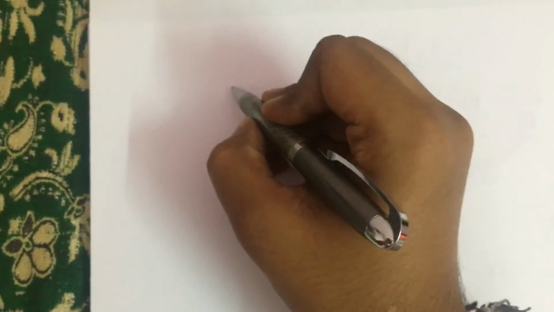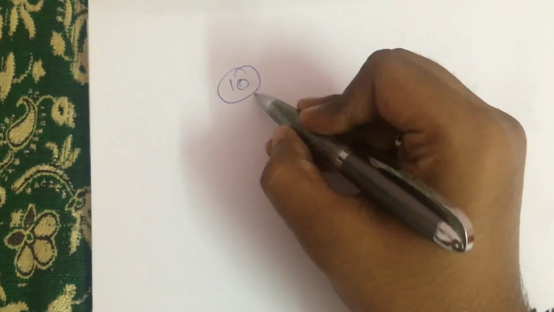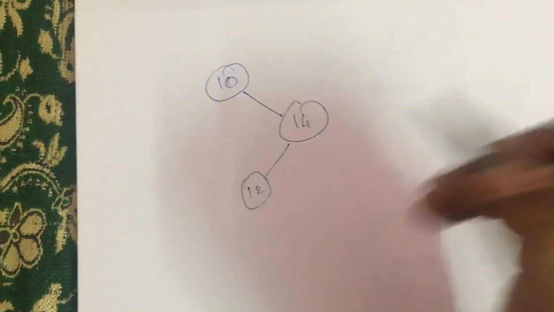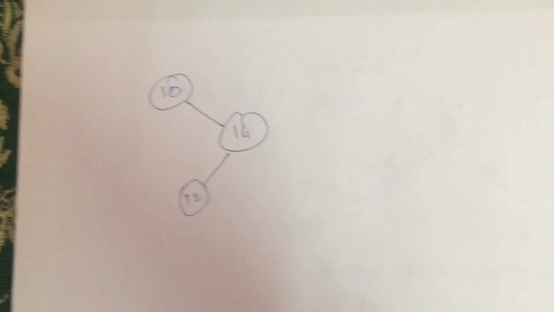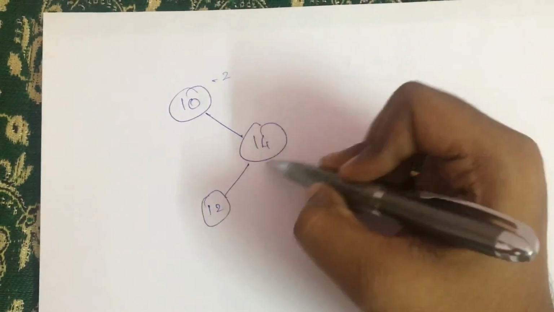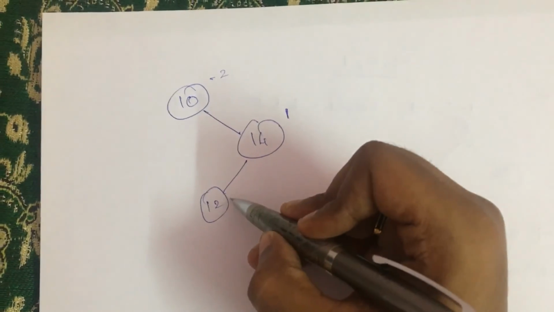So first let's consider a right left rotation. Let me give you an input here. Let it be 10, and let's assume this is 14, and 14 has a left child, that is 12. If I try to find the balance factor, for 10 it will be 1 and 2, so it will be -2.